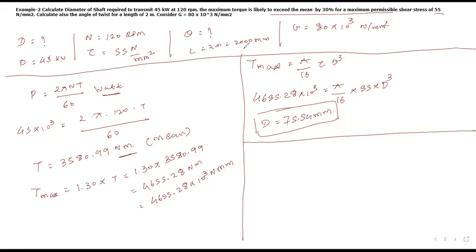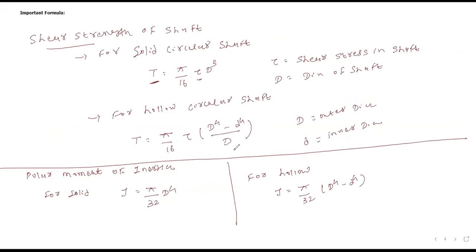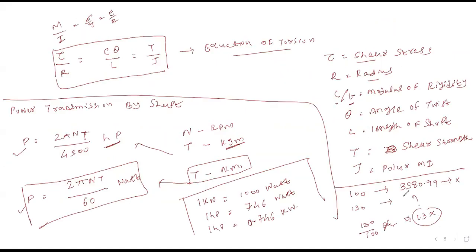Okay, now next what we need to calculate is the angle of twist. Now watch our equations: in which equation is the angle of twist given or covered? The equation of torsion, yes or no? In that equation, now we need to calculate theta. We have already calculated torque and shear strength; tau is available. Now we have the diameter, from that we are able to calculate the radius.